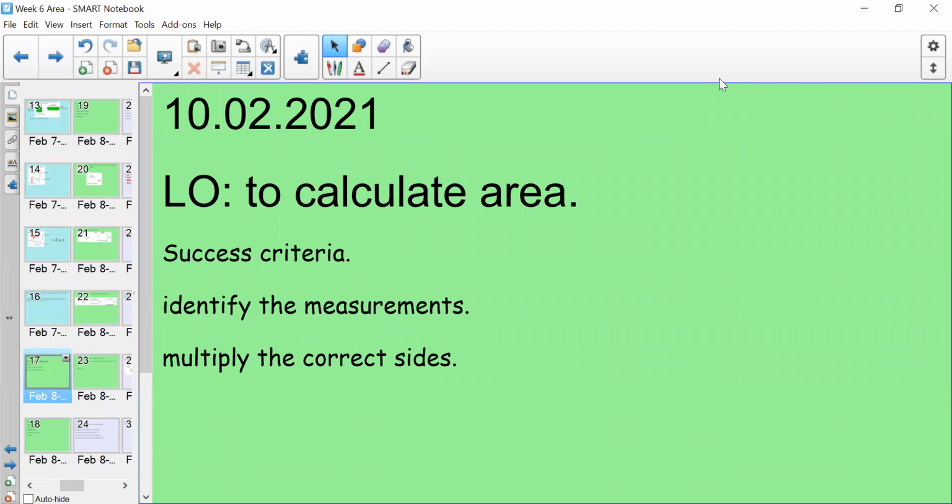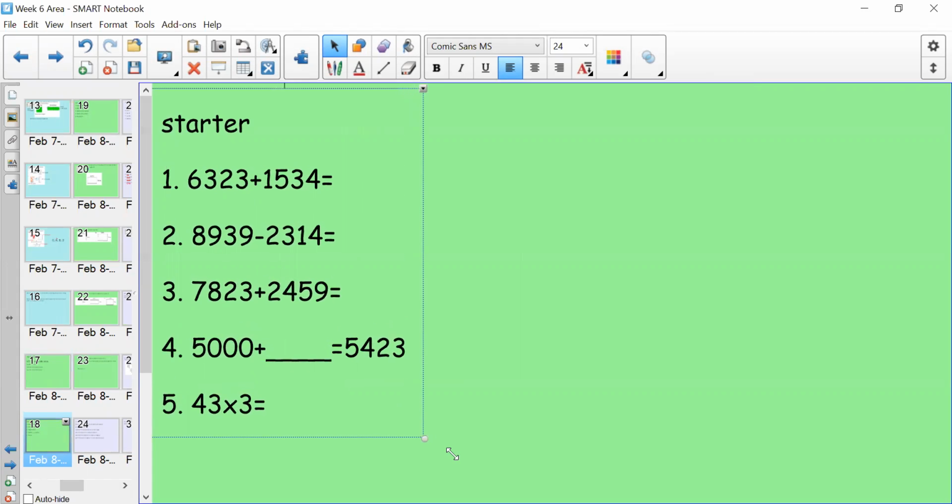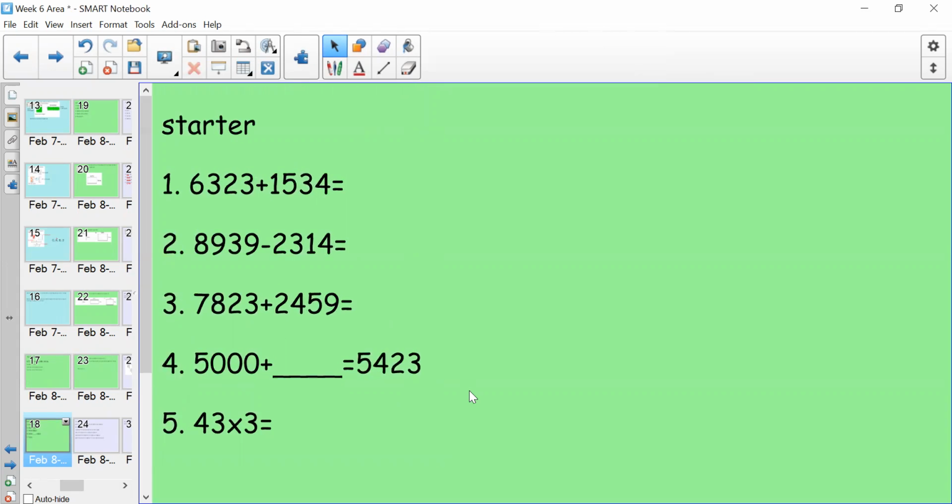Good morning, Year 4s. Today's maths lesson, we are going to be calculating area. So your success criteria is to identify the measurements and then to multiply the correct sides. So we'll come back to that. We are first going to do our starter. So pause the video and do your starter on a piece of paper, and then we will go through the answers afterwards.